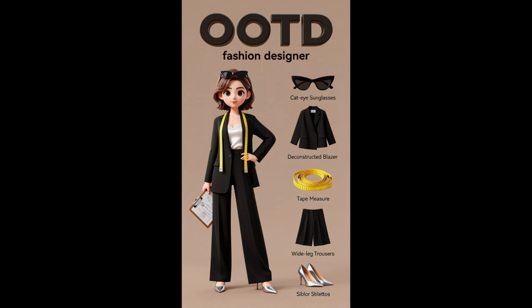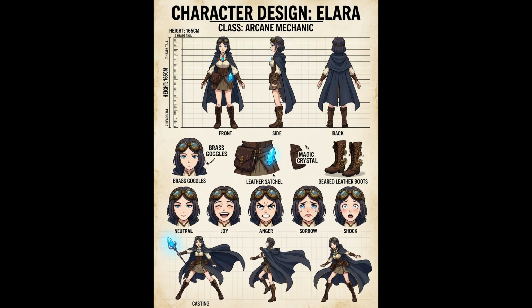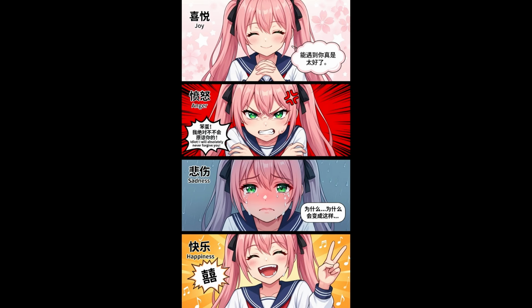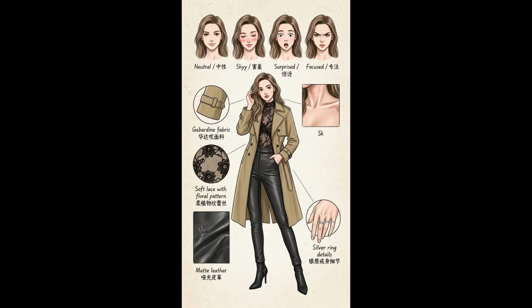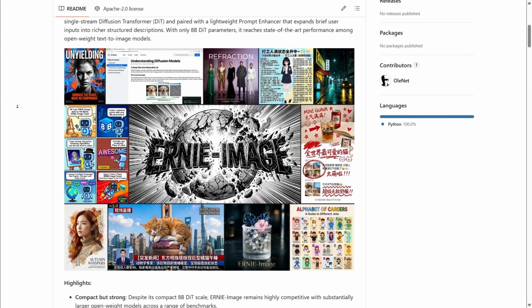But I can tell you that these were not generated by Nano Banana 2. Furthermore, they were generated by an open source image generation model. The generation capabilities and prompt adherence of this model are probably the best among current open source models. The model we are going to focus on today is Ernie Image. Ernie Image is an open source image generation model launched by Baidu.